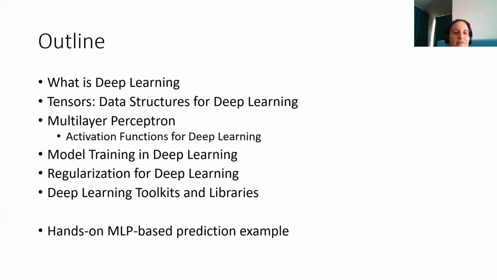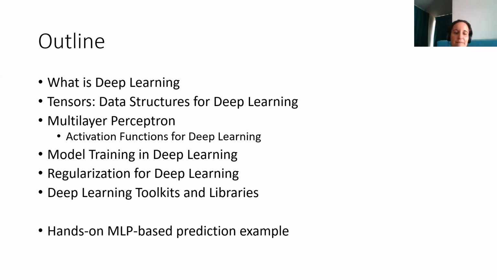So the outline of the talk: we're going to describe what is deep learning in high-level terms. We'll talk a little bit about tensors, which is the main data structure that is used in deep learning. We'll say what is a tensor and how it is used. Then we'll introduce the multi-layer perceptron, and with this we'll start describing how models in deep learning look, how do you train them. We'll get into some details on training deep learning models and specific topics like regularization, which is important for training and good performance for these models.